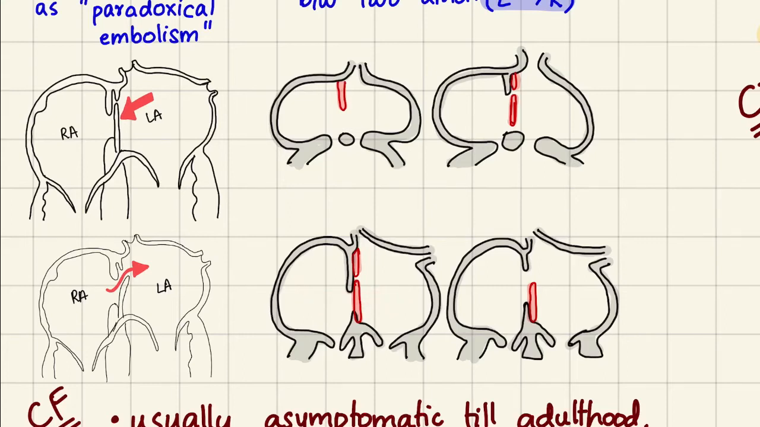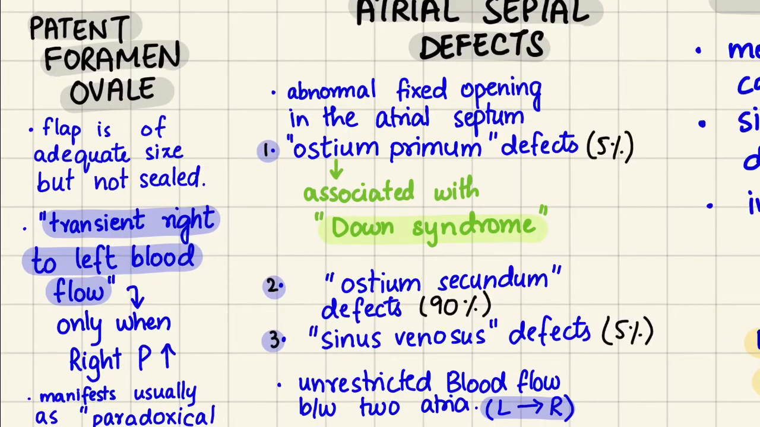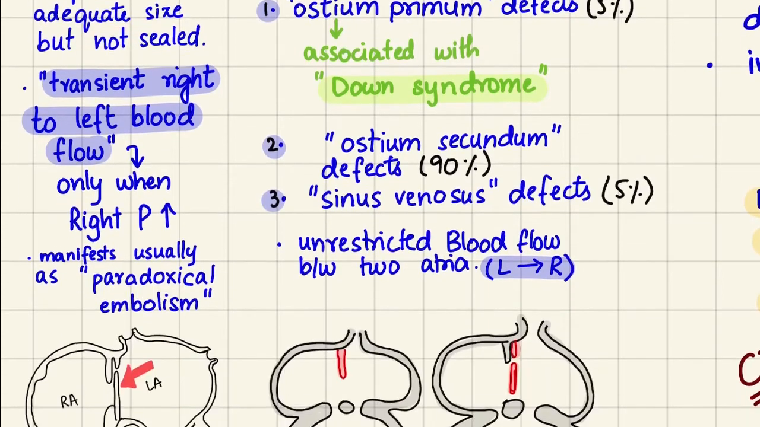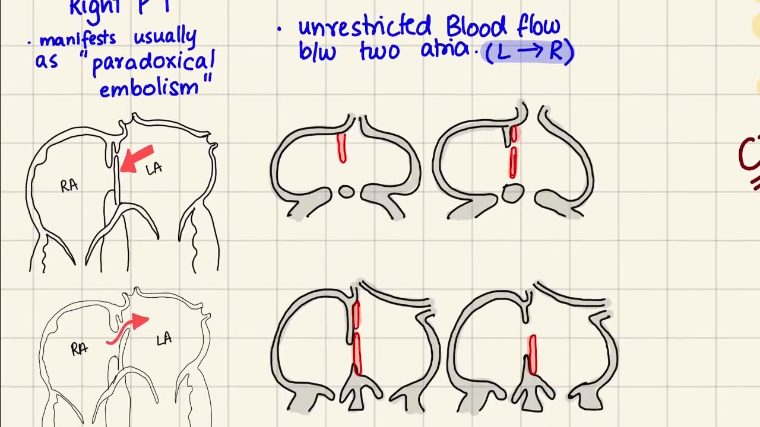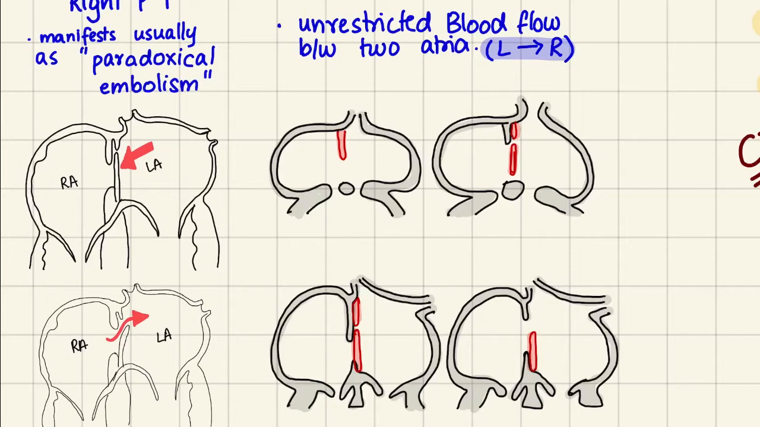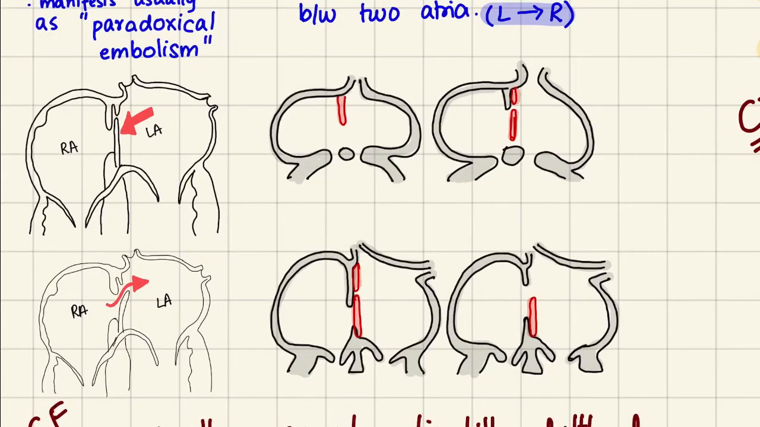But after birth, when the pressures on the left side of the heart rise, they are going to push these flaps against each other and they will fuse, and there will be no more connection between the right atrium and the left atrium. But in the case of patent foramen ovale, the flap is of adequate size, but it is not sealed. So we can see here that these flaps are of adequate size, they cover each other. It's not like there's a hole, but the flaps do approximate, but they have not joined.